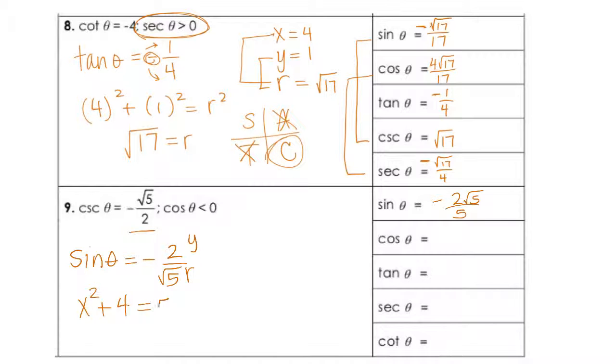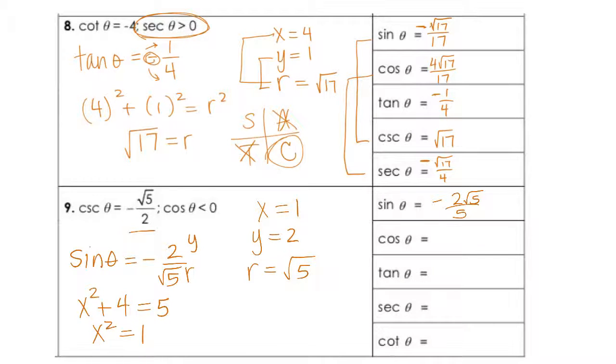Isn't that just going to be 5, right, if you do that? So that tells me x squared is going to be 1. So x should just be 1. So then y was 2, and r was the square root of 5. So we can go through and list off all of our ratios and then go back and see if we can figure out our sine.